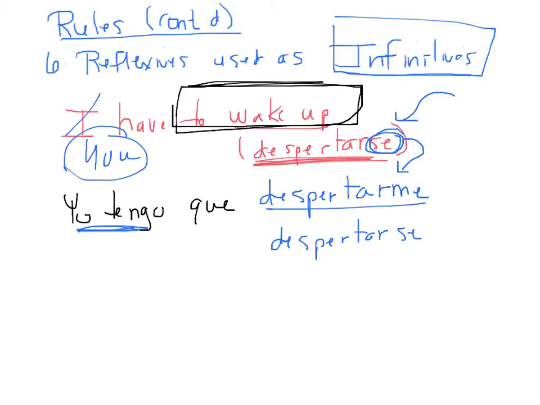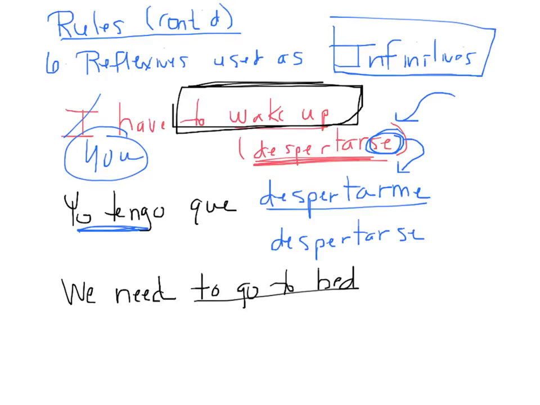Let me give you one example to try on your own. If we had something along the lines of, we need to go to bed. Try that one. We need to go to bed. Now, you've had a chance to work on this one. We're not conjugating to go to bed. We're leaving it in the infinitive. The verb is acostarse.